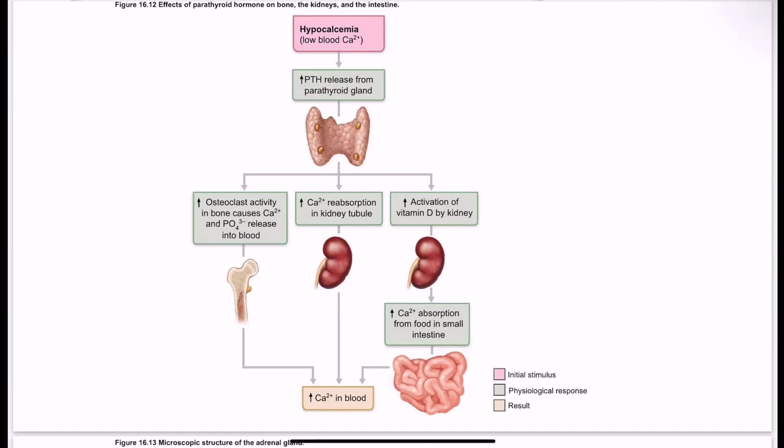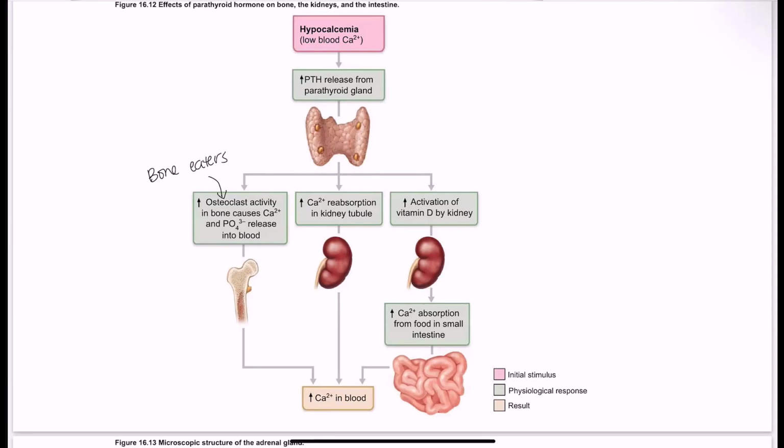And it does 3 major things. One is it promotes osteoclasts. Osteoclasts are bone eaters. They're cells in bone tissue that resorb bone and then put that calcium in the blood. The other thing that happens is that in the kidneys, that calcium is promoted to stay in the blood. So we reabsorb calcium from the kidney tubules, therefore putting more calcium in the blood.